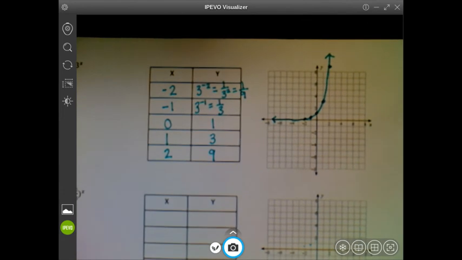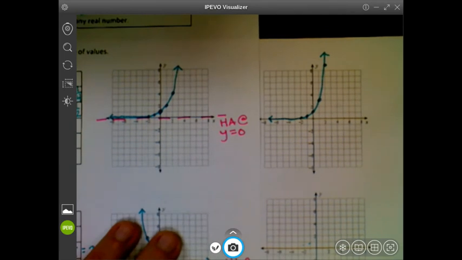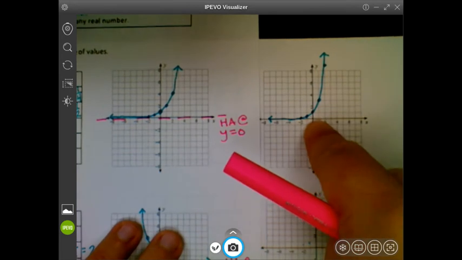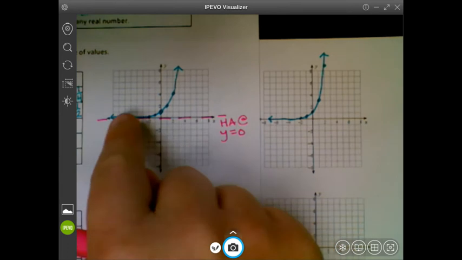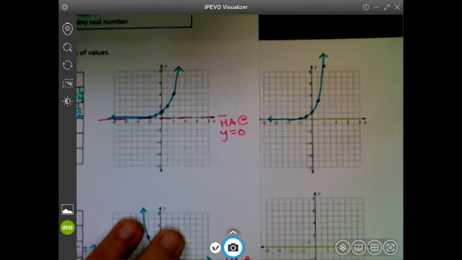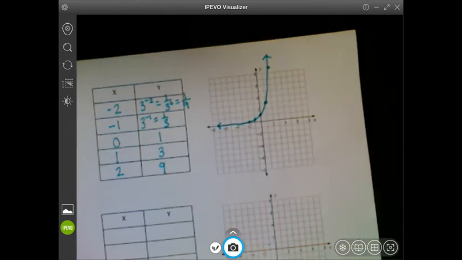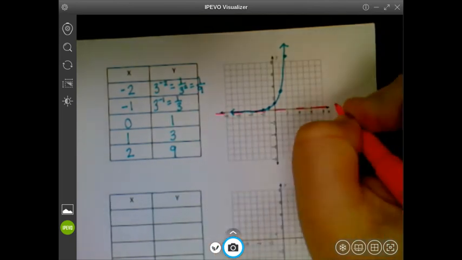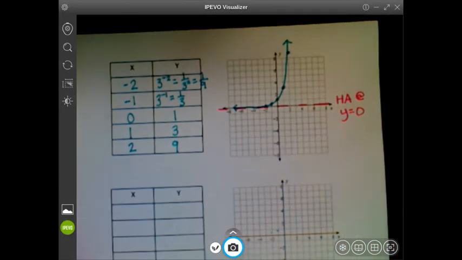If you compare it to the last one that was similar, you can see that they're both heading kind of that same direction. They have the same general curve. This one is just steeper because this one has a base of 3, where this one only has a base of 2. So this one grows a lot faster than this one grows because of those bases. Just like the other ones, though, this also has a horizontal asymptote. So horizontal asymptote, it's at y equals 0.